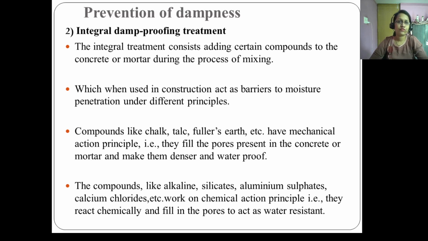Next, we have the integral damp-proofing treatment as one of the preventive measures of dampness. It consists of adding certain waterproofing compounds or materials to the concrete mix so that it becomes impermeable. These waterproofing compounds may be in three forms. Compounds made of chalk, talc, fuller's earth may fill the voids of concrete under the mechanical action principle. Then compounds like alkaline silicates, aluminum silicates, calcium chlorides work on chemical action, that is, they react chemically and fill in the pores to act as a water resistance.